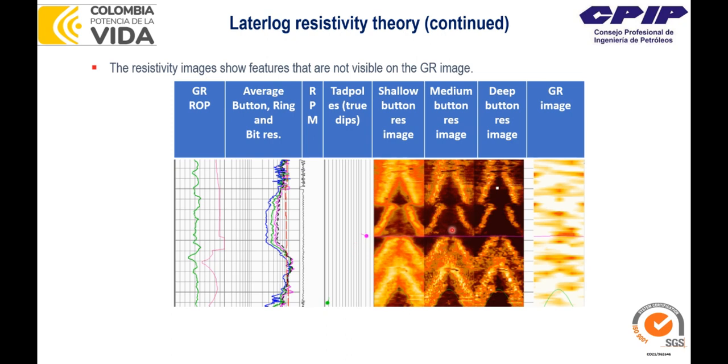Okay, and look how different the features are visible on these three images from shallow to deep button. And for comparison, here you have the gamma ray image, and you can see that almost no features are visible here. At the same time, the resistivity image shows a clear picture.